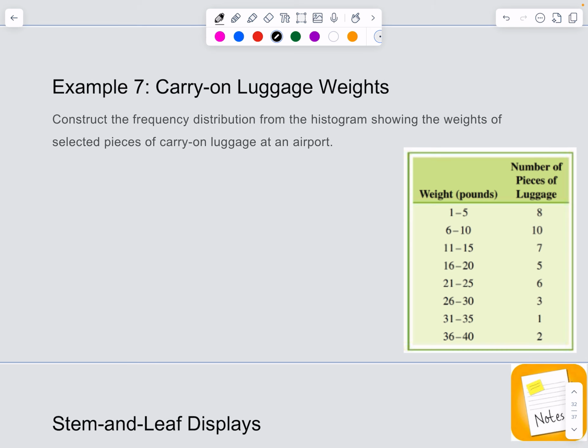And here's another one that you can do. Construct the frequency distribution from the histogram showing the airport luggage. Works the same way, you can get extra practice.